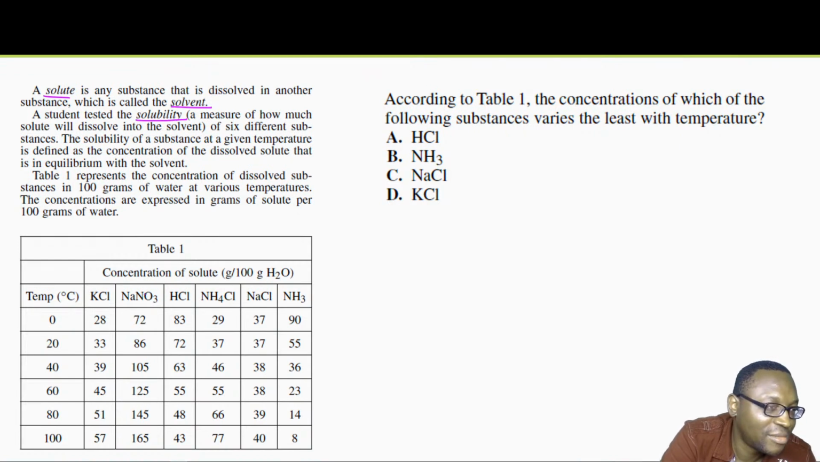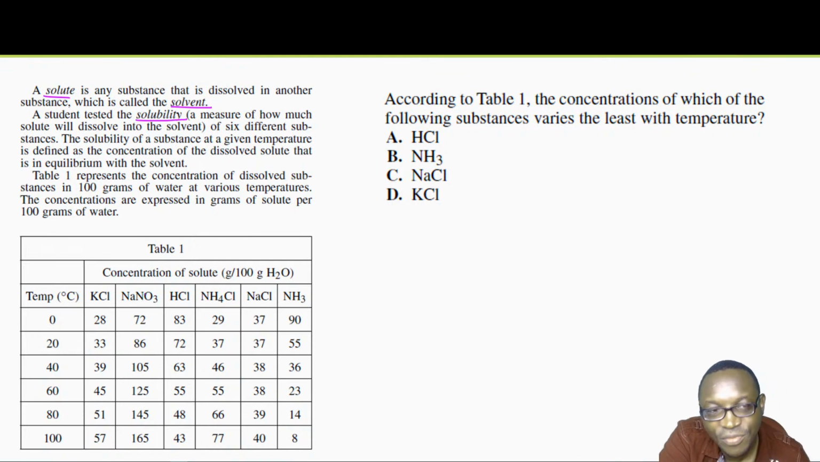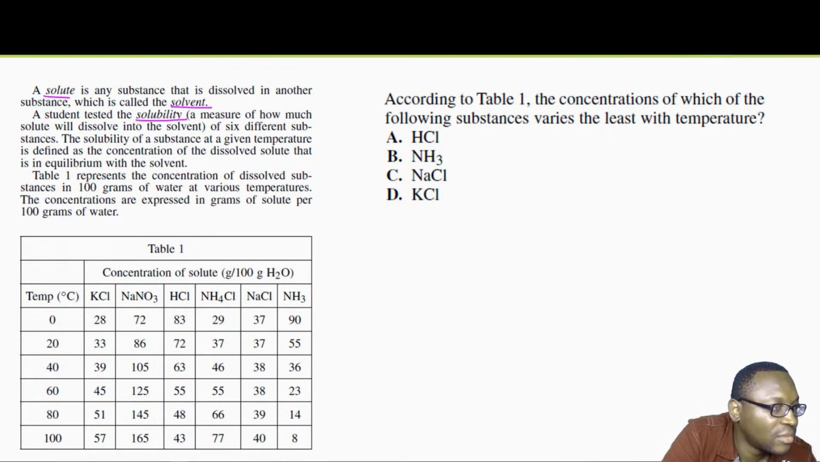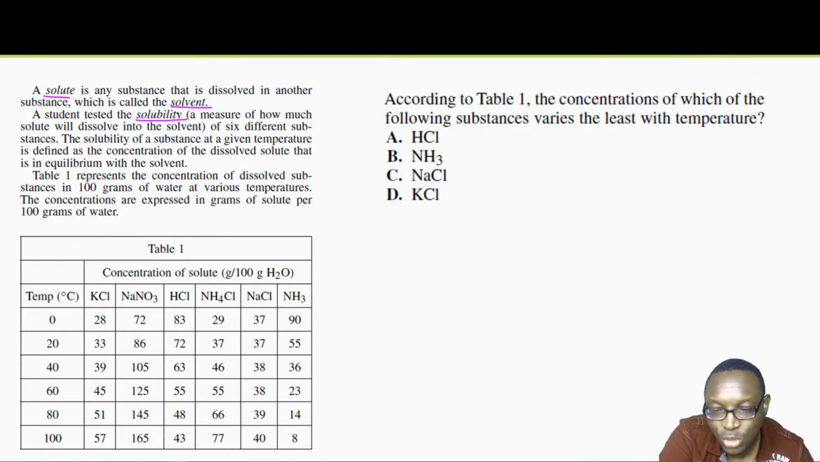So I'll give you some time to just take a stab at it and let's see what you come up with. The first question here is, according to table 1, the concentrations of which of the following substances varies the least with temperature? Which of these substances varies the least with temperature? So just look at the table and see if you can come up with any of these substances. You have 4 choices, so you don't have to look at the other 2 because you only have 4 choices.